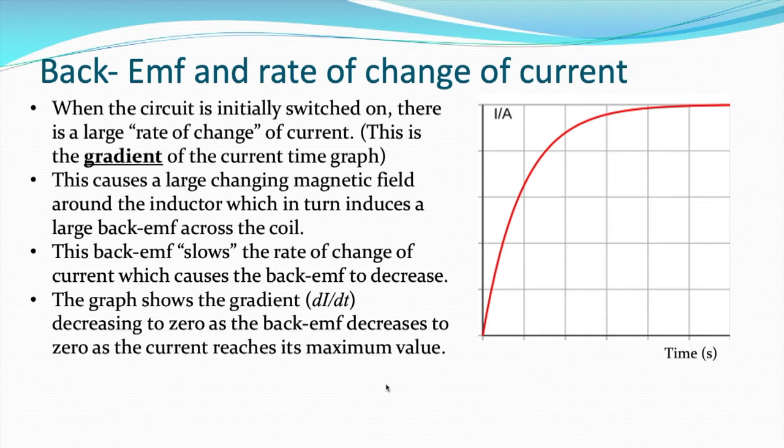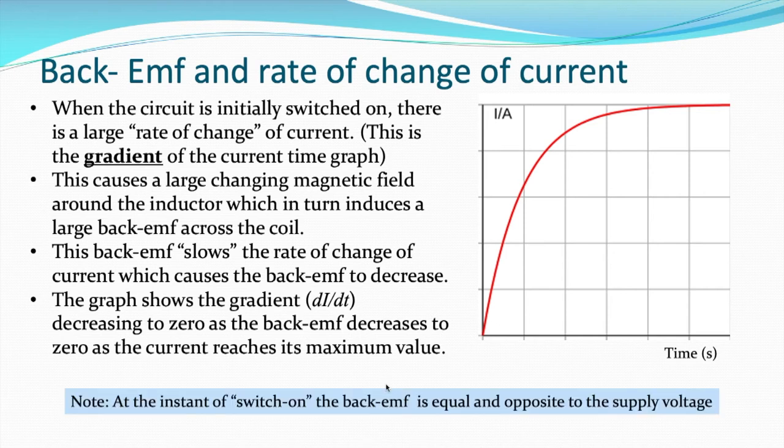This causes a large changing magnetic field around the inductor, which in turn induces a large back EMF across the coil. And that back EMF slows the rate of change of current. Because it's opposing the current, it's going to slow the rate of change of current, which in turn causes the back EMF to decrease. So the graph shows the gradient di/dt, and that gradient will decrease to zero as the back EMF decreases to zero. So if your current's no longer changing, you're no longer getting a back EMF, so there's no longer any opposition to the forward EMF, so eventually your current will reach its maximum value.